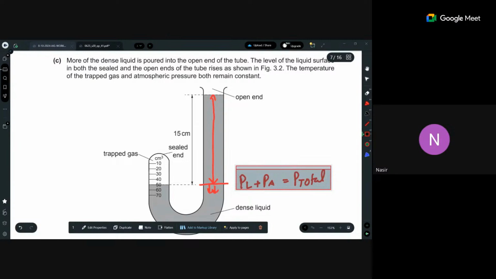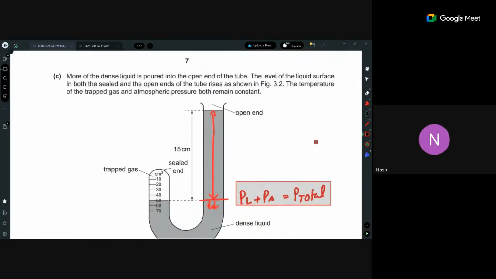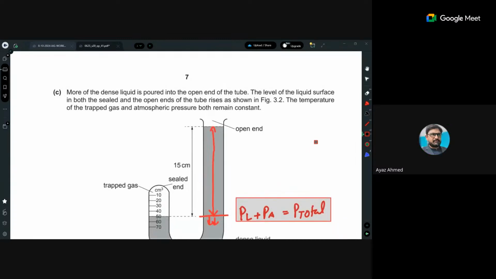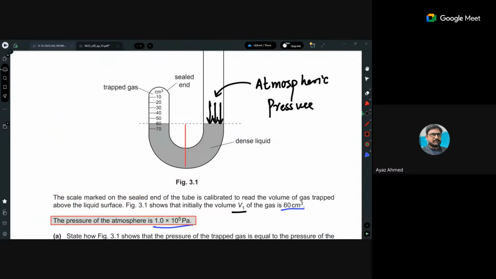Yes, got it. But isn't it just the pressure of the liquid? No, the atmospheric pressure here comes from the open end. Open end, yes. Oh, okay, then got it. It means here only atmospheric pressure is there.